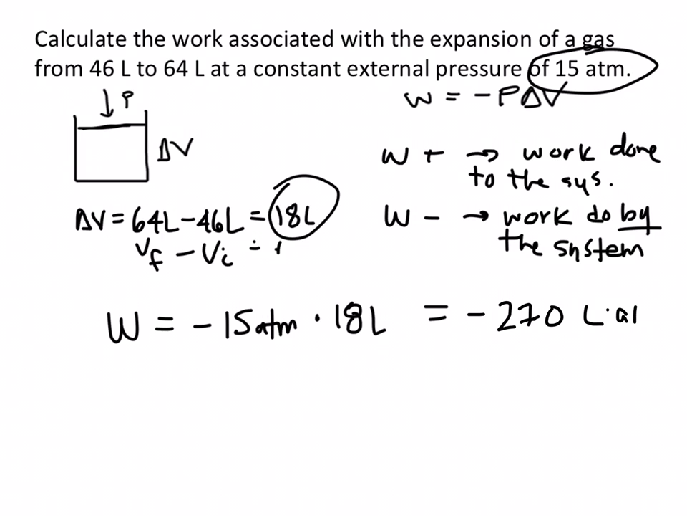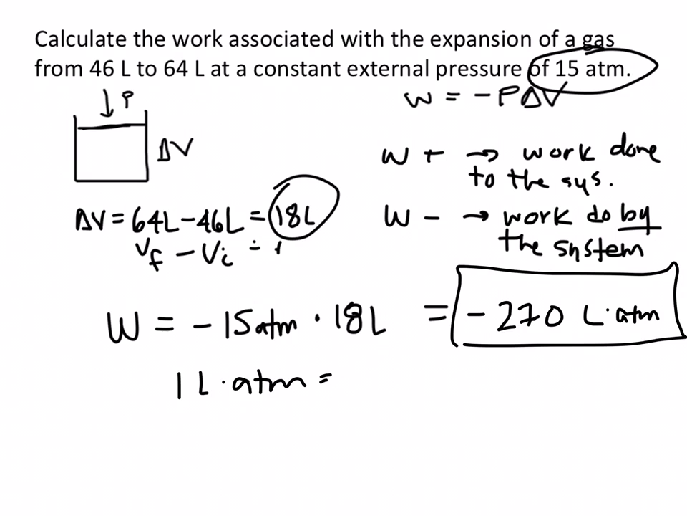liter ATM. Now, we could convert this answer into joules by using the following proportionality. 1 liter ATM is equal to 101.3 joules. This is a conversion factor to know. It'll come up later. But in this case, they haven't indicated what units we need to give our final answer in, so liter ATM is completely acceptable. With these types of calculations, remember we're utilizing this equation here.